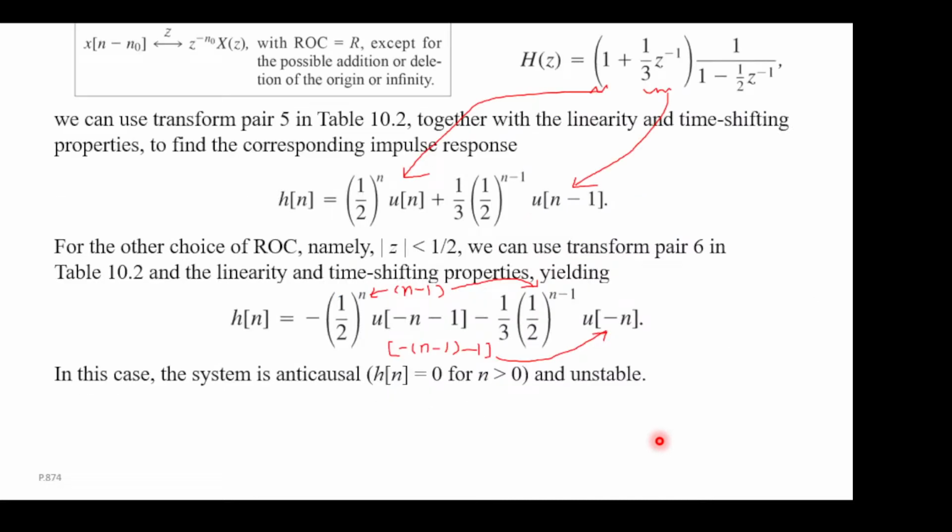Because the time shifting property is really nice here. So this one term is obviously just 1 over 1 minus a z minus 1 thing. So for this one term, we can use our favorite example to invert it back to 1 over 2 to the n times u of n. And this 1 over 3 z minus 1 term, we can actually just use the time shifting property and get the whole answer.